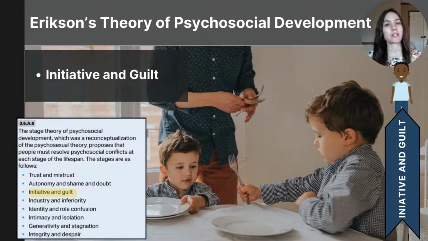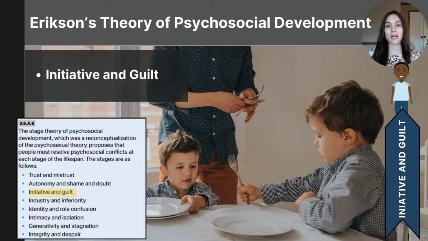The next stage happens between the ages of 3 and 5 years old, and this is about a preschool aged child. And this conflict is called initiative and guilt. Initiative is the desire and ability to start and do things on your own without being told to. And the conflict arises when the children explore their abilities and they take initiative in activities and decisions, and whether they then feel guilty about their actions as being wrong or undesirable.